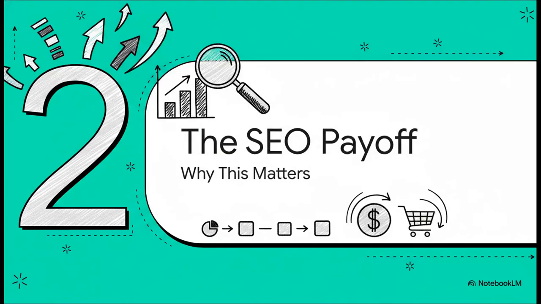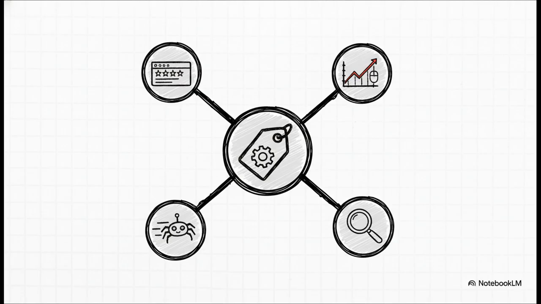Okay, so we get what it is now, but let's talk about the payoff. I mean, why should you even bother spending time on this? The short answer? Because the benefits for your store's SEO are, well, they're absolutely massive. So here's how it works. It's kind of like a positive feedback loop. You implement the product schema, and that earns you those awesome rich snippets. Because they stand out, those snippets get you way more clicks. And guess what? All those extra clicks send a huge signal to Google that your page is super relevant, and that can boost your rankings.